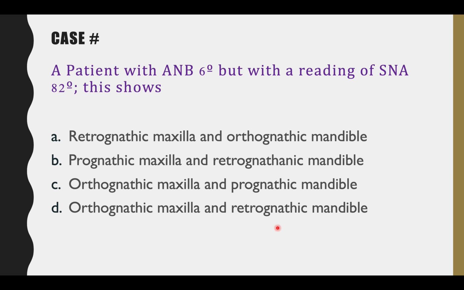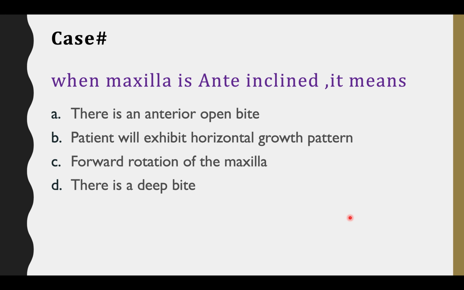So the condition here is orthognathic maxilla and retrognathic mandible. Again, this may also be a class 2 condition. It's not necessarily that class 2 means a prognathic maxilla. Okay, the difference of A and B will determine whether it is a class 2 or a class 3 case. Moving on to the next question.